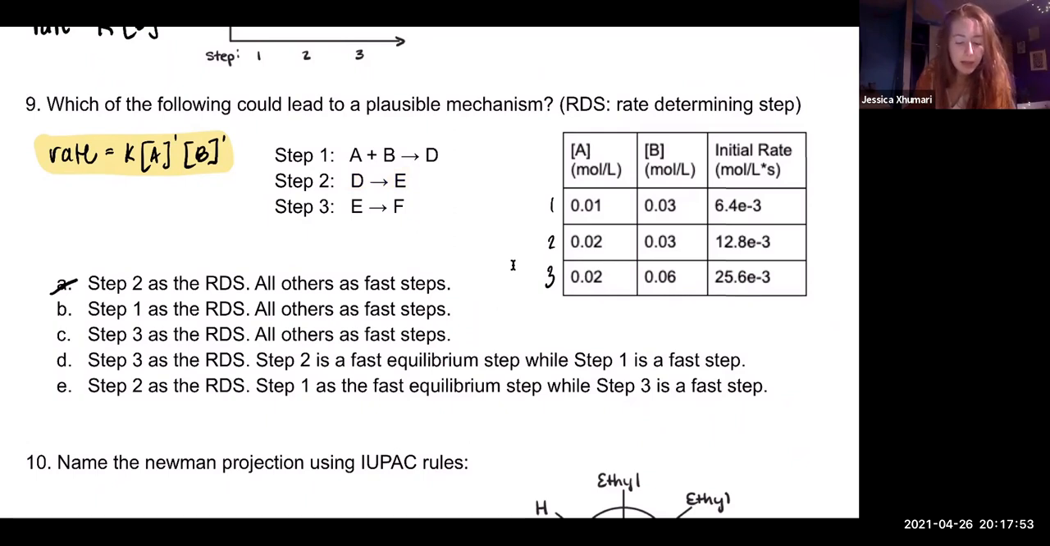B is saying step 1 as the rate determining step, all others as fast steps. And that is valid. We can do that because A and B are reactants for step 1, which matches the rate law, right? So that can work.